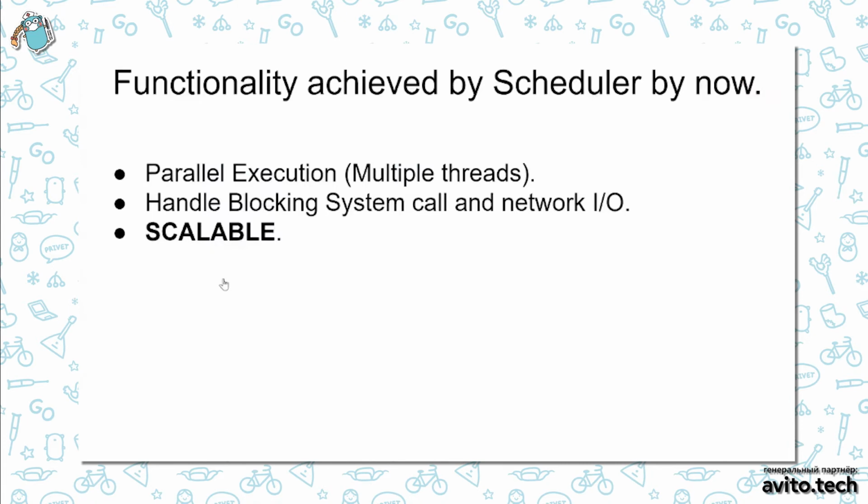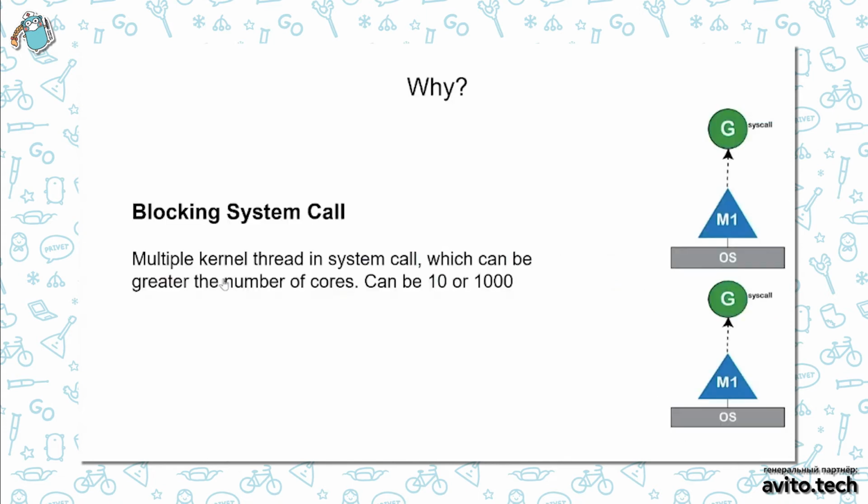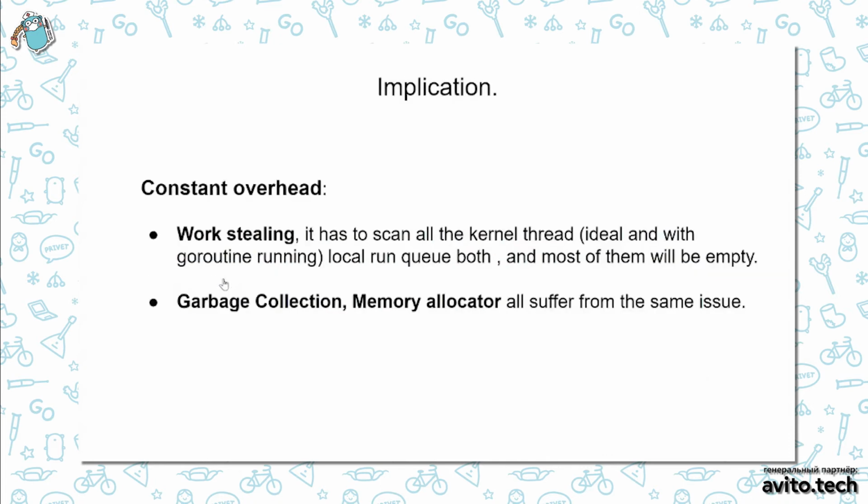By now we have a scheduler that is scalable too, but there is one problem. It's not efficient. Remember the way we restored the parallelism level in the blocking system call while entering into the system call? We wake up another thread which can pick a runnable goroutine from the run queue. As we can have multiple kernel threads in system calls, which can be greater than the number of cores, it can be 100 or 10,000.